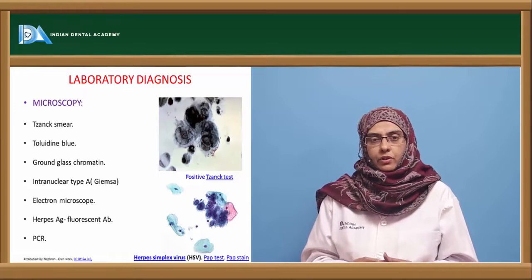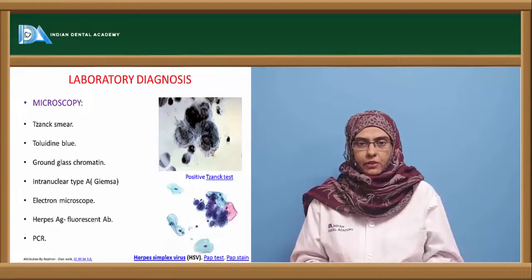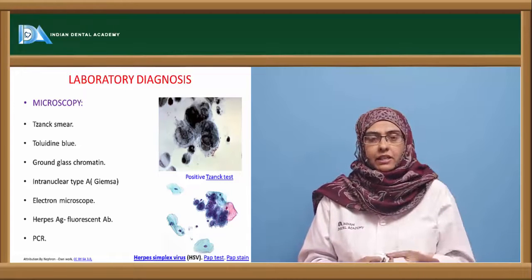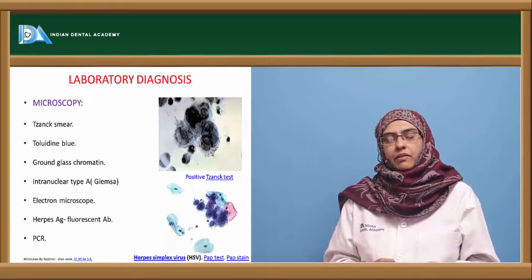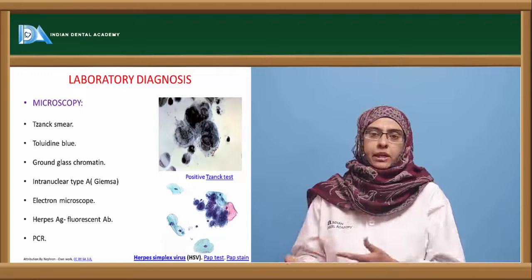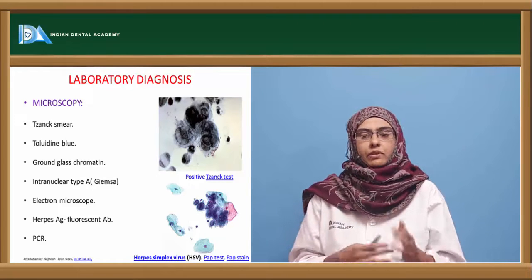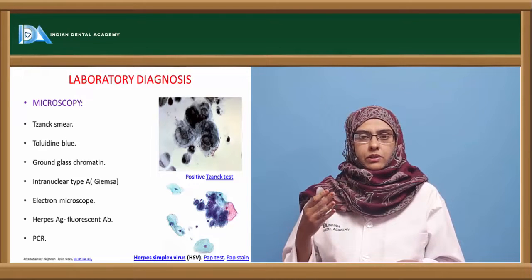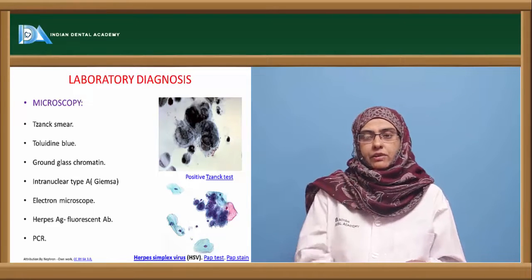Apart from that, you can look for the intranuclear Cowdry type A inclusion bodies with the help of the Giemsa stain, and they can be very well identified with the help of electron microscopy. But in order to distinguish between the other types of herpes virus, you have to go for the antigenic determinants of this organism to finally identify the strain of the organism.